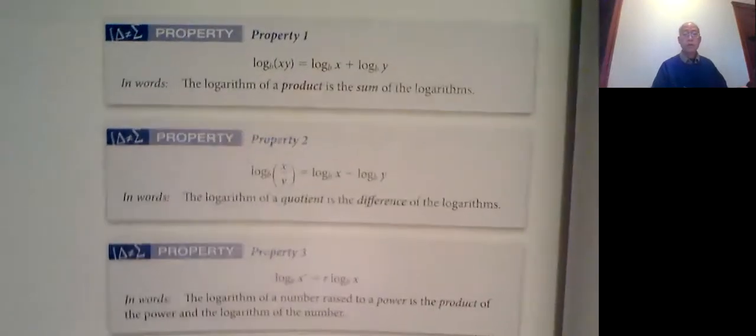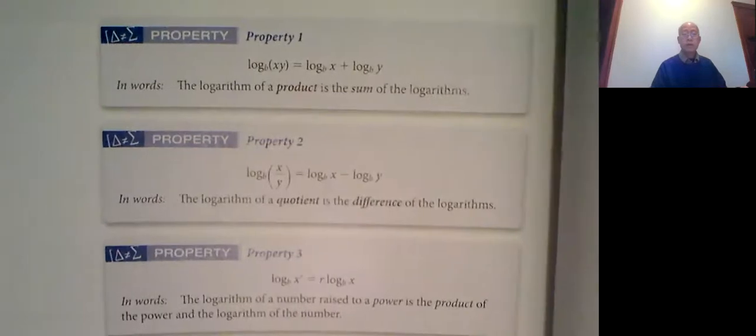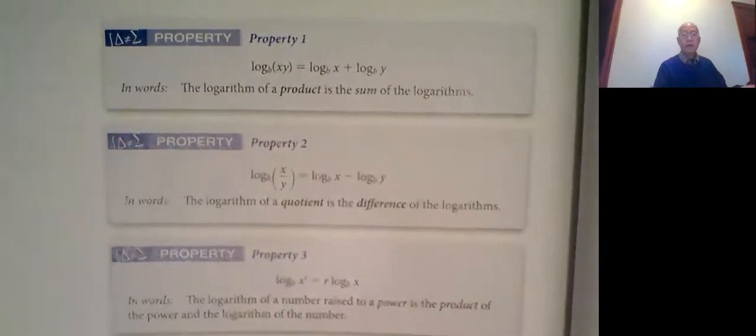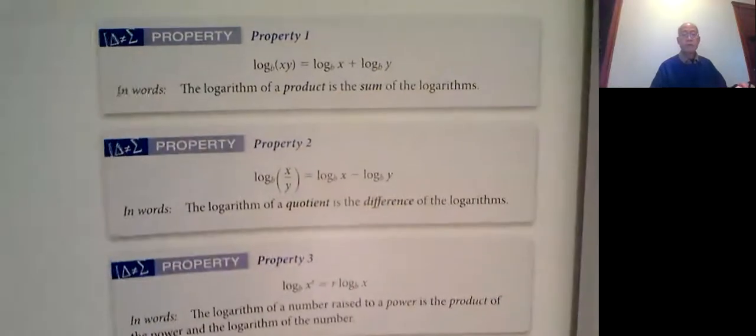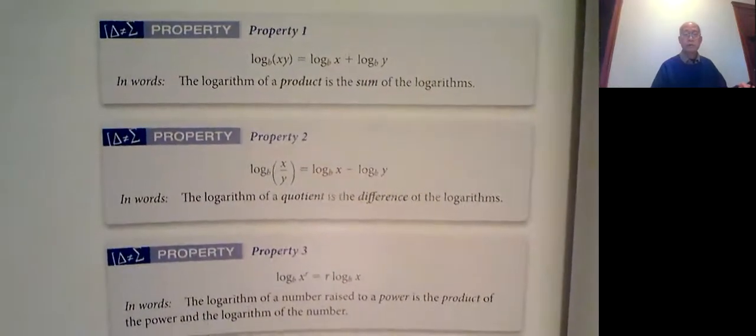So before I show you the homework, here are the properties on page 586, section 10.4. Property number 1, log base b of x times y is equal to log base b of x plus the log base b of y. The log of a product is the sum of the logs.